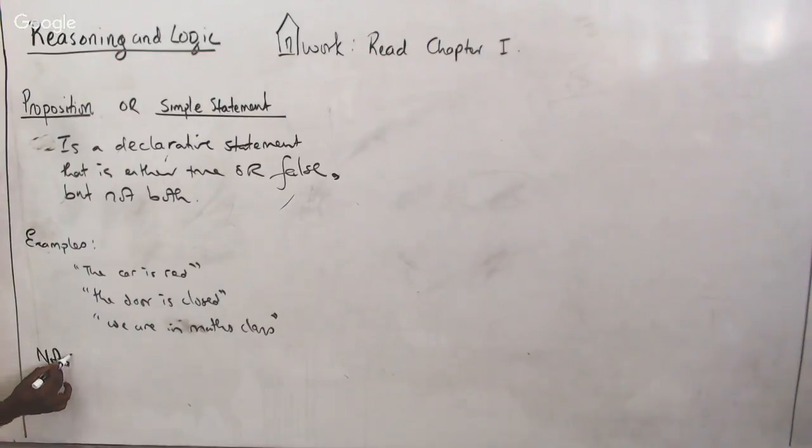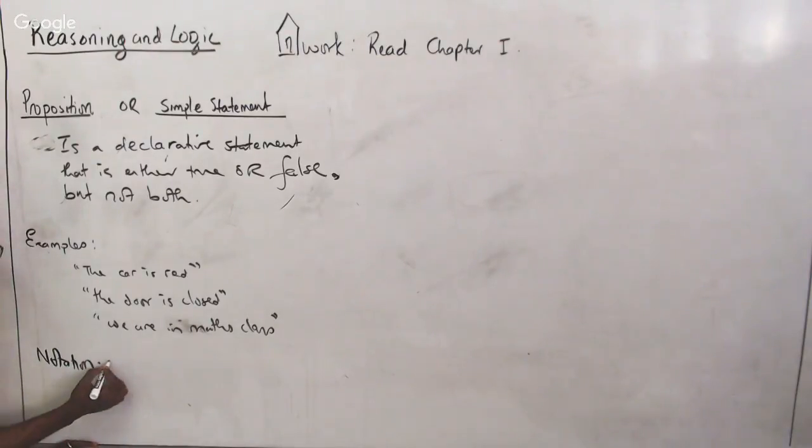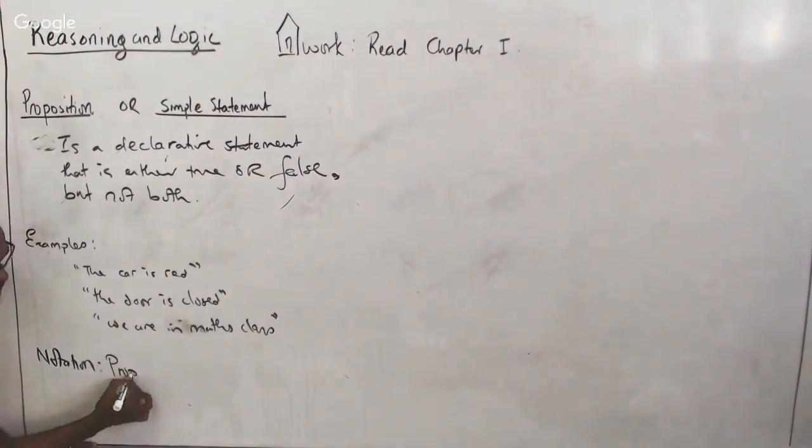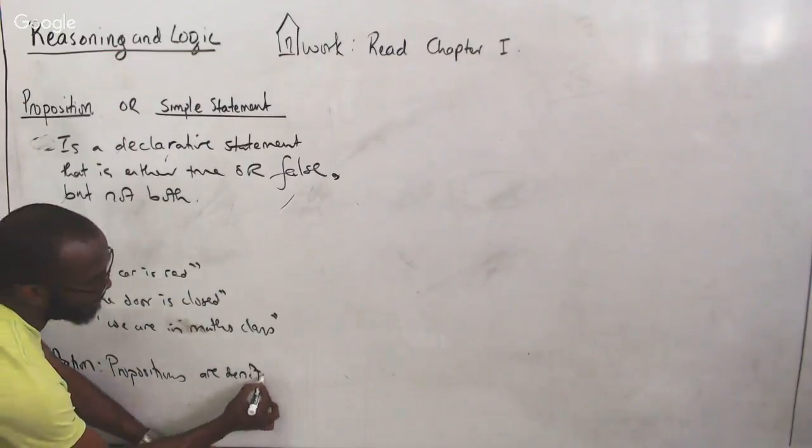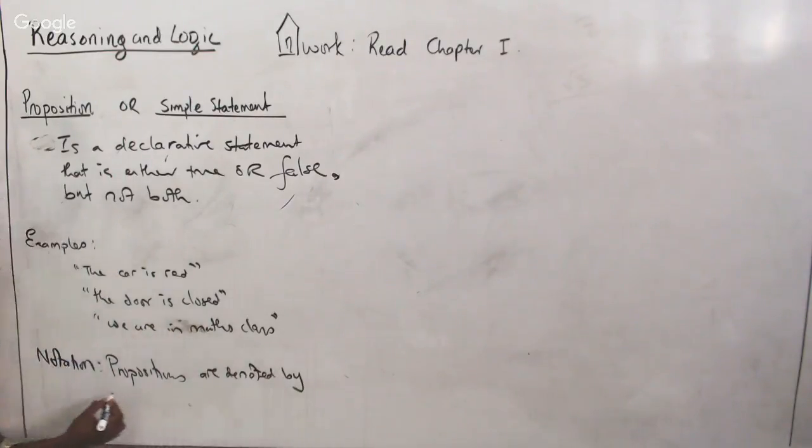Notation. Because unlike English, we don't write a whole sentence for a concept. We usually have a symbol that represents a concept, right? So instead of writing the car is red or the door is closed or we are in maths class, we say propositions are denoted by common letters. Common Greek letters, our alphabet, right?